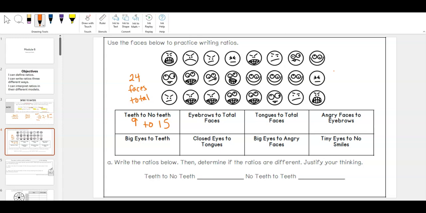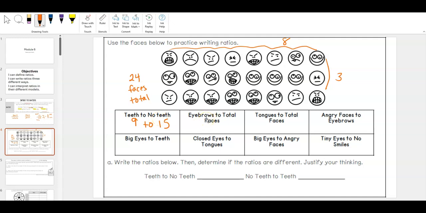So here I've got 3. And over here, 1, 2, 3, 4, 5, 6, 7, 8. 3 by 8, that makes 24. So that's my total faces. And then my teeth to no teeth would be 9 to 15. All right, let's keep going.